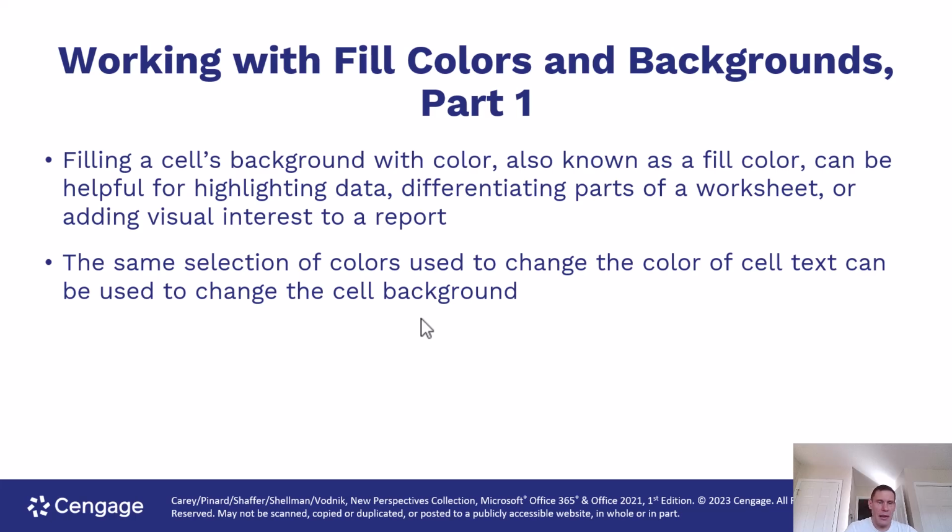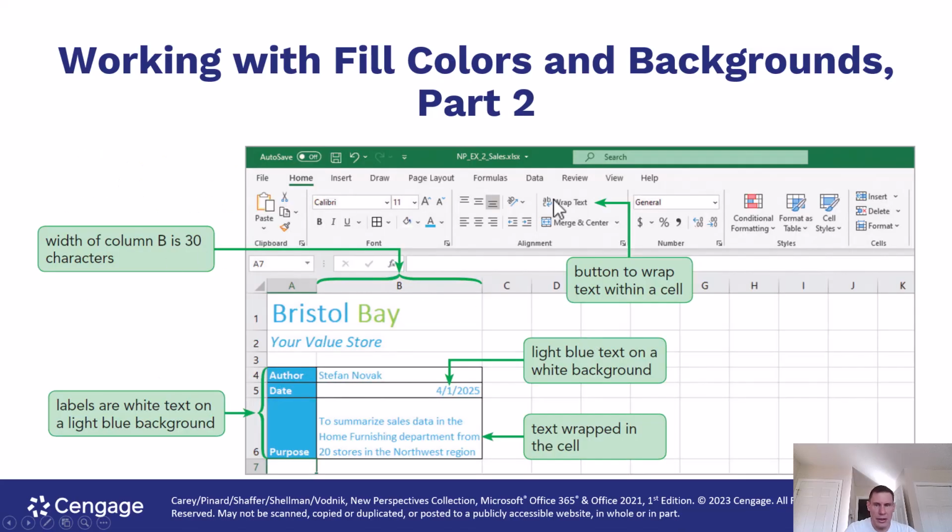So here we can kind of see it, right? Here's the button to wrap the text within a cell. The light blue text is on the white background in this example, so just playing around with the colors here. And of course, down here the text is also wrapped in the cell. The width of column B, as you can see I made this bigger, is 30 characters. The labels are white text on a light blue background, so kind of the opposite of what you see in column B.